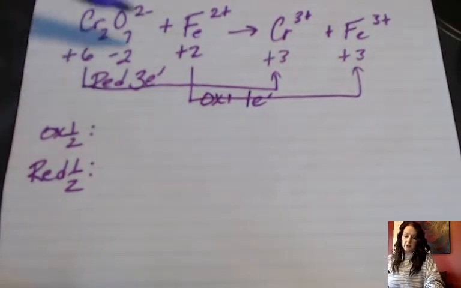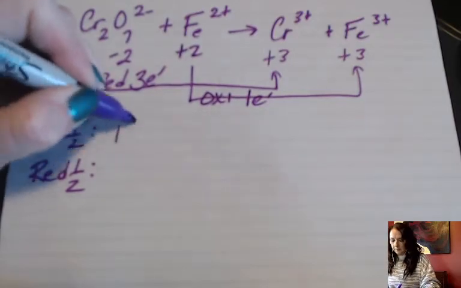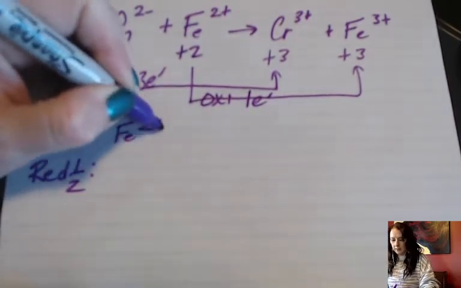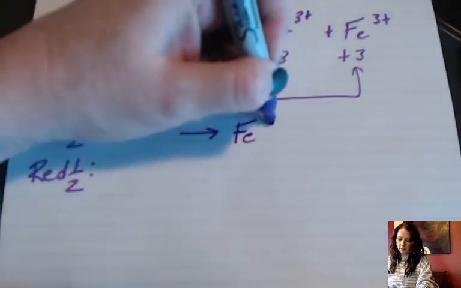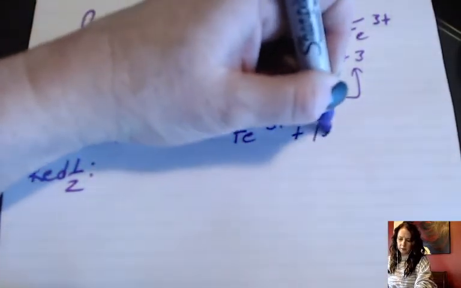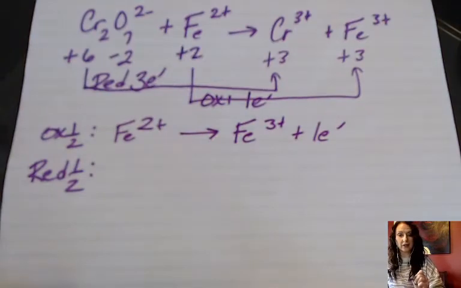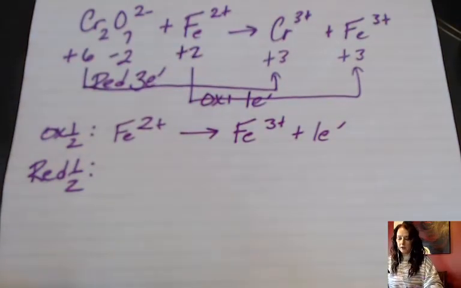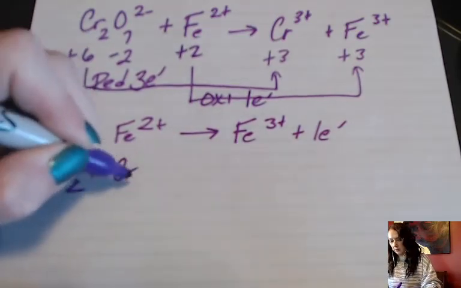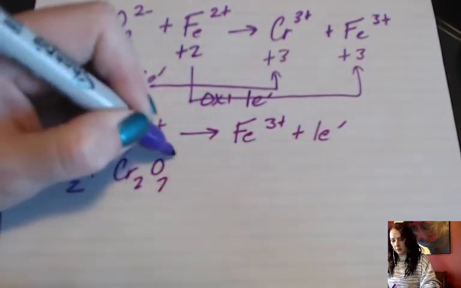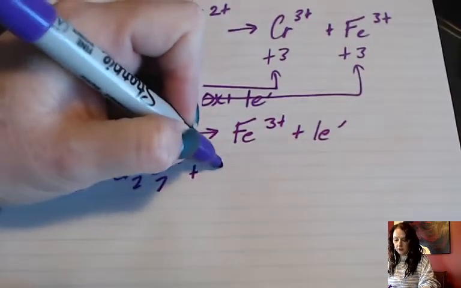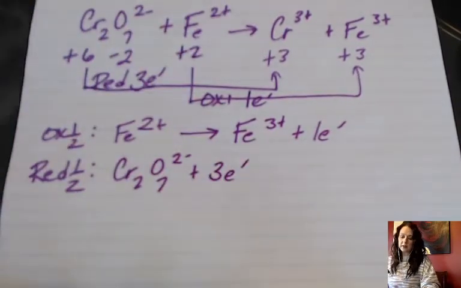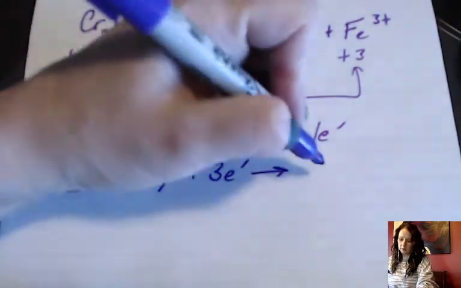Starting with your oxidation, we start with Fe2+. Fe2+ becomes Fe3+ plus 1 electron, right? That's an oxidation. It lost 1 electron. So we write our electron as a product. The reduction is dichromate, Cr2O7 2-, plus 3 electrons, that's a reduction, it's gaining 3 electrons, becomes Cr3+.